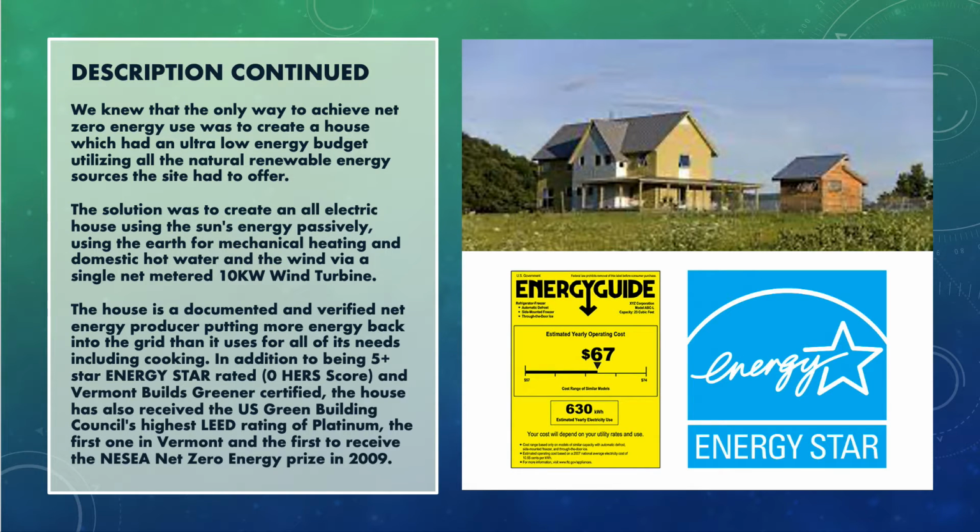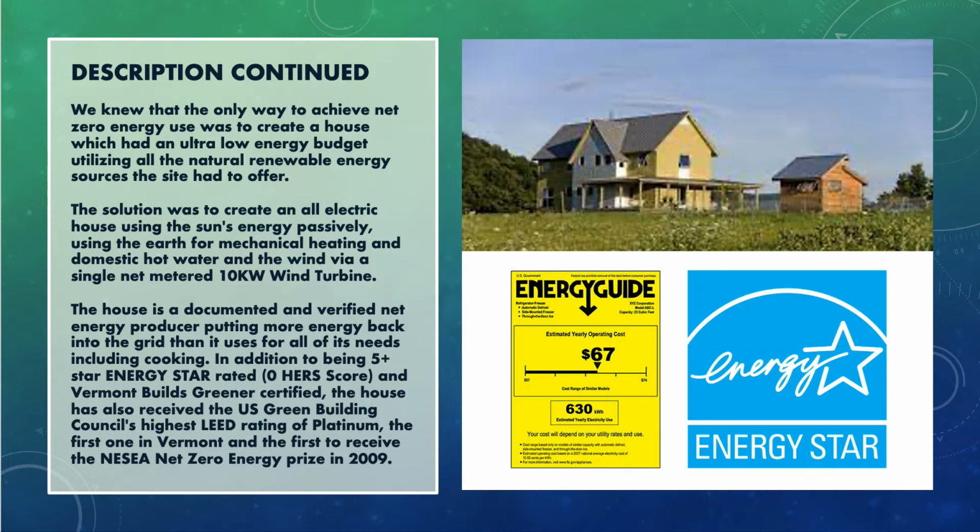And they knew the only way they were going to achieve that net zero energy use was to create a house that had an ultra low energy budget, utilizing all the natural renewable energy sources the site had to offer. Okay, and so what they did was this. They created an all-electric house using the sun's energy passively, using the earth for mechanical heating and domestic hot water, and wind via a single net metered 10 kilowatt wind turbine.